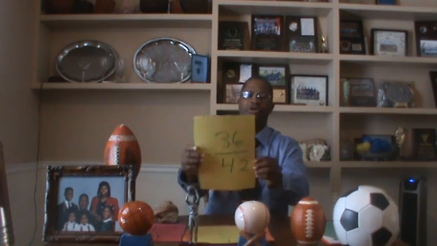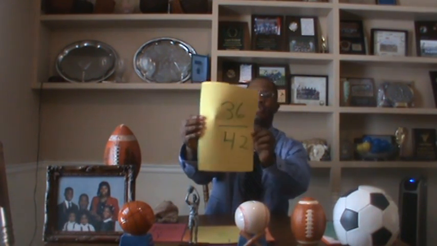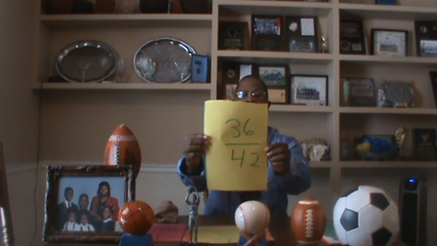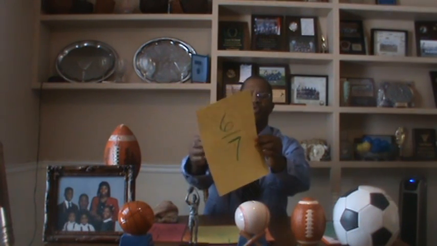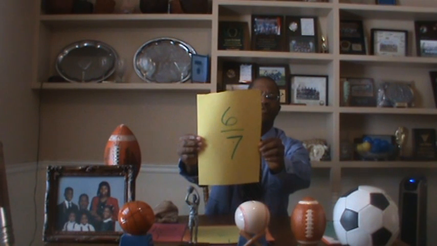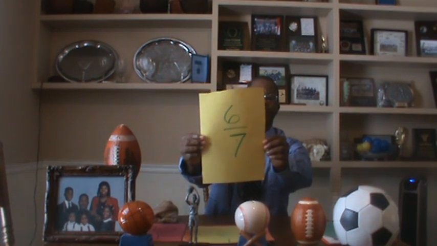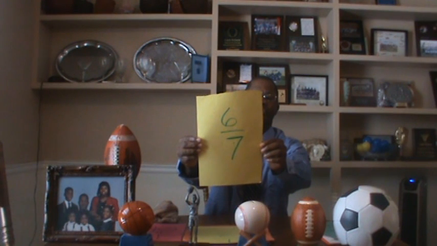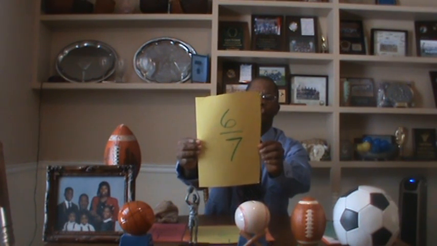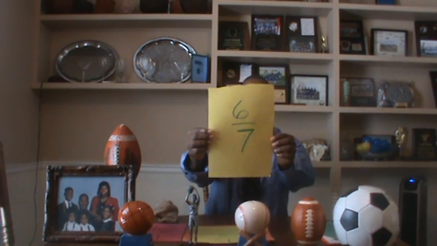Okay, next one's going to be 36 and 42. The answer is going to be 6/7. The reason why the answer is 6/7 is because 6 goes into 36 6 times, and 6 goes into 42 7 times. That's why the answer is 6/7.